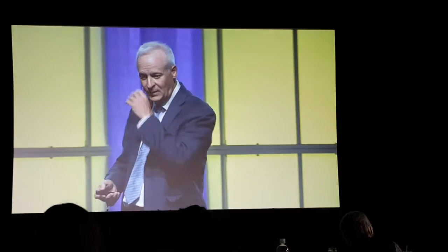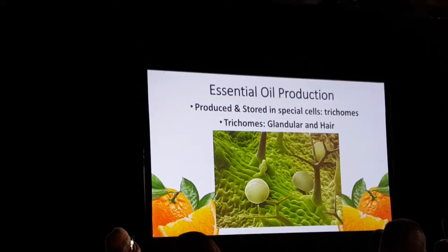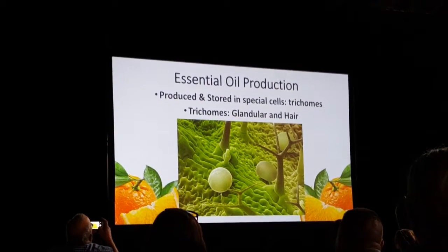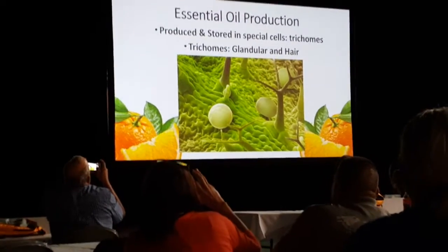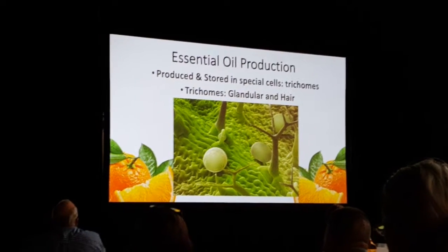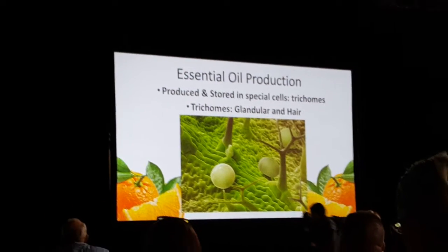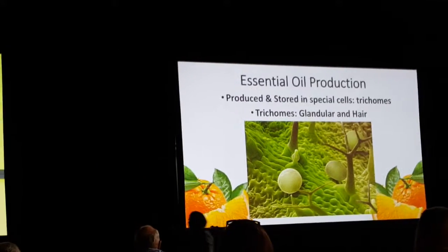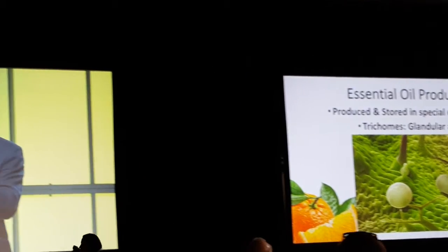Okay. Now, essential oils are produced usually in certain cells of plants. And plants do all the work. They have special cells. These glandular and hair-like cells are called trichomes, and they produce the essential oils and retain them so that they can be used.